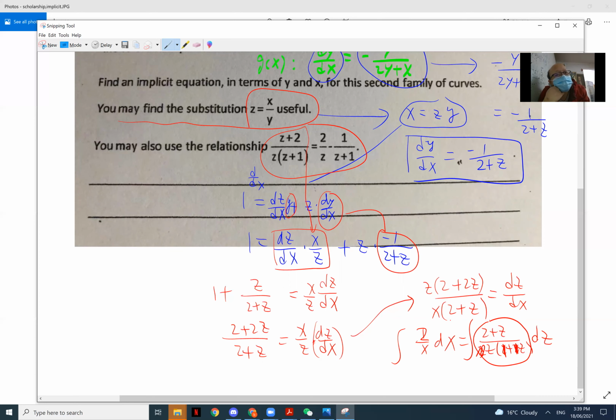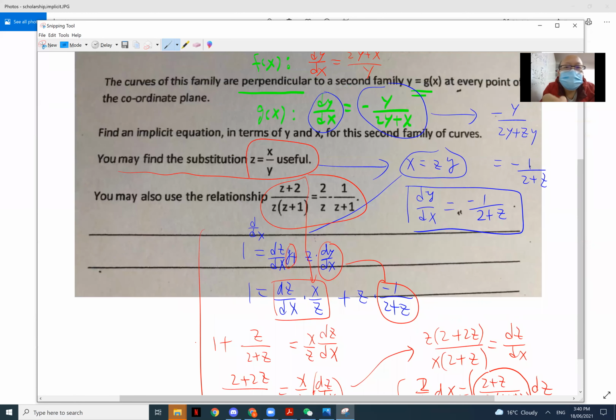Okay. The whole idea, the green part is very natural because it's perpendicular. The green is just the negative reciprocal. Okay. The whole idea is just like how you solve this differential equation. We cannot do separating variables. That's why they gave you an idea, which is called the substitution.